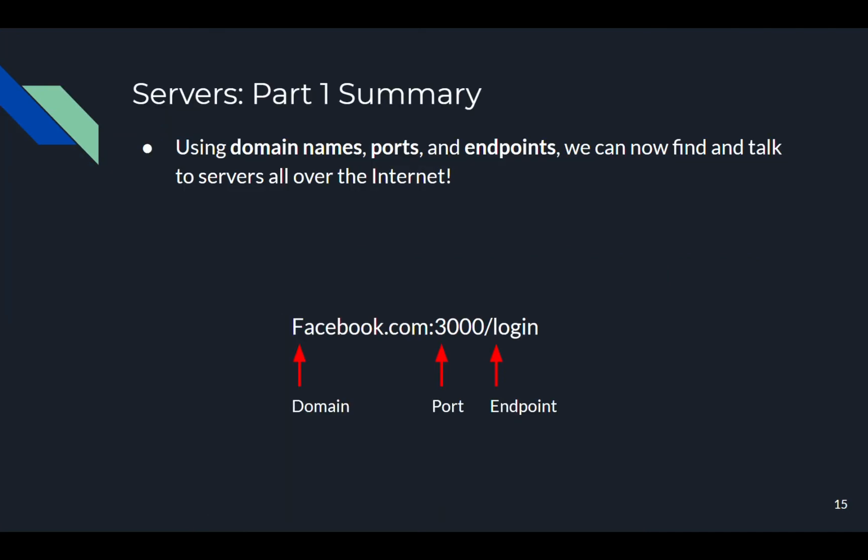So part 1 was really about how clients and servers work, how the relationship works, how it is that a client can send a message to a server through the internet and have it end up exactly where the client expects it to. To do that, we talked about domain names and IP addresses. We talked about ports and endpoints, and how with the three of them, you can put together a request to any server anywhere in the world.